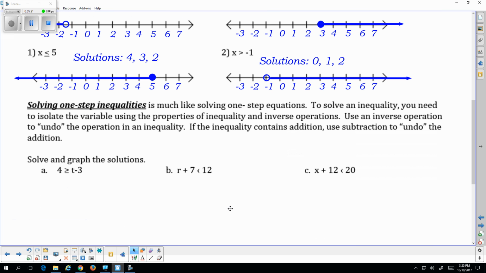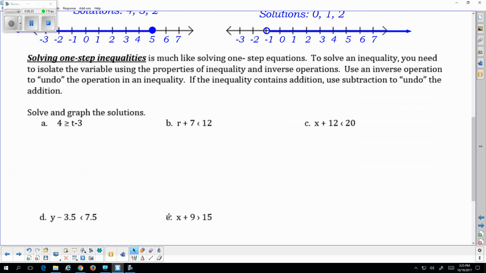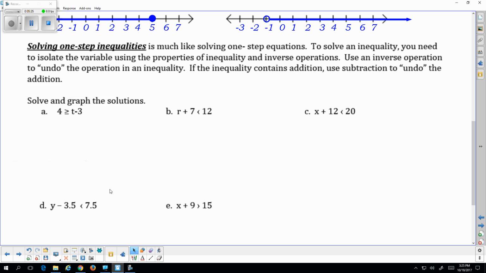Now, let's go on to solving one-step inequalities. Okay, and these are just like solving one-step equations. It's the same general idea. So to solve the inequality, I'll draw a line through my inequality sign. Whoops, sorry, I gave you the answer there.